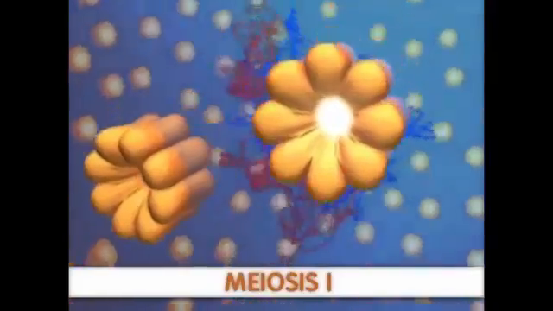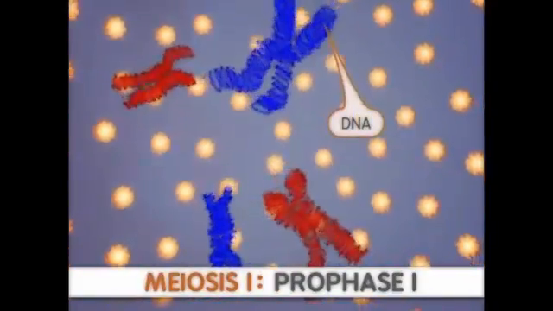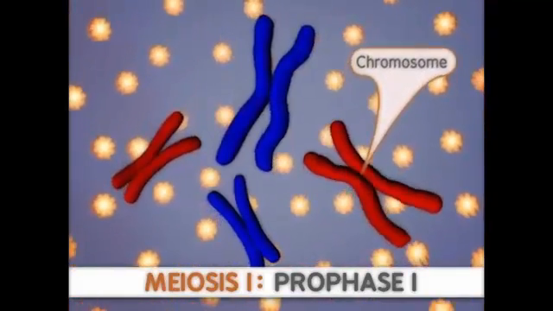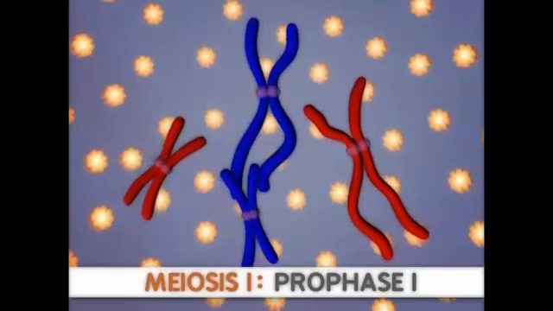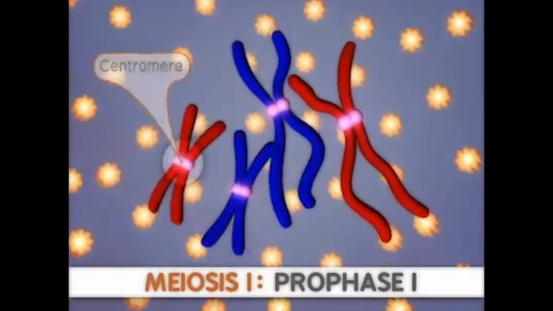Meiosis begins with prophase I. In this stage, the DNA condenses to form chromosomes. Here we see the duplicated sister chromatids joined together at the centromere. They stay fused at the centromere throughout Meiosis I.